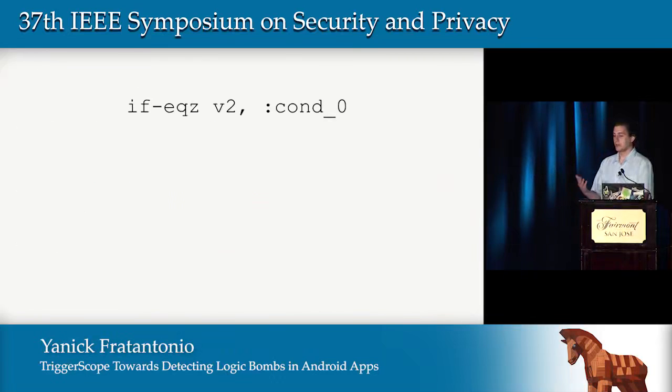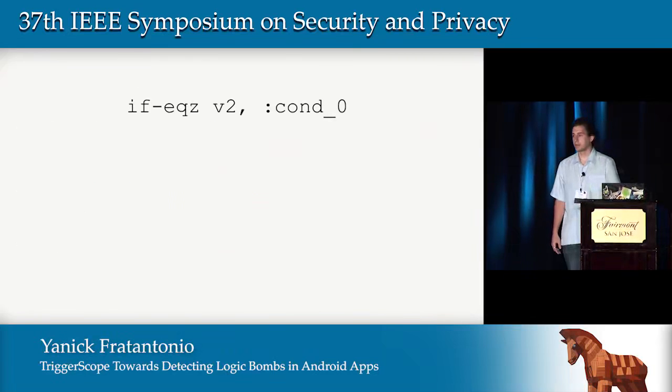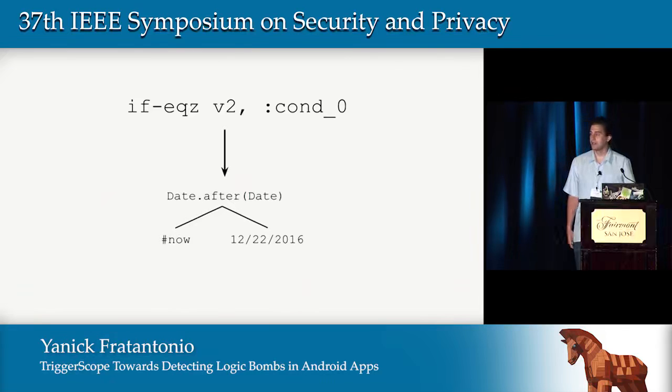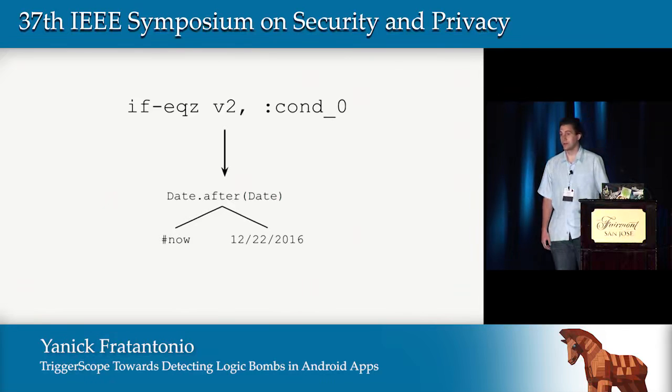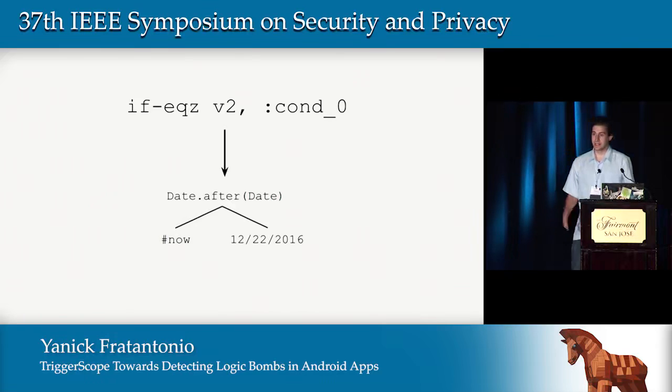Basically, in this case, we have this if bytecode instruction. The analysis would tell us, well, V2 actually contains the return value of a comparison between 2 dates. And the first date is the current one. The second one is December 22nd. In this way, we are kind of getting what we call expression trees related to objects stored in these registers. And this, I will show later, is very important to be able to distinguish normal checks against suspicious ones.